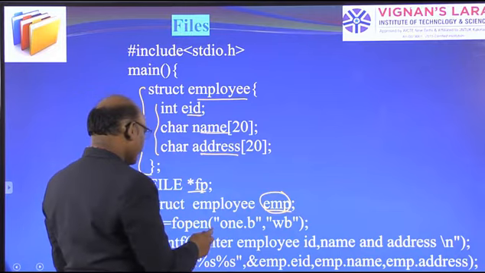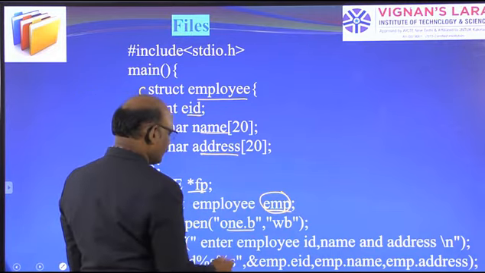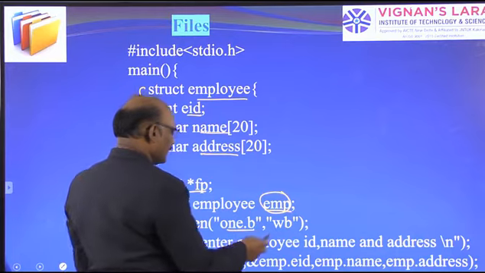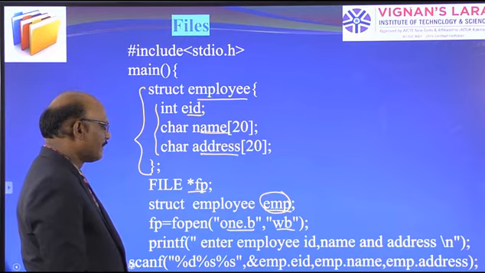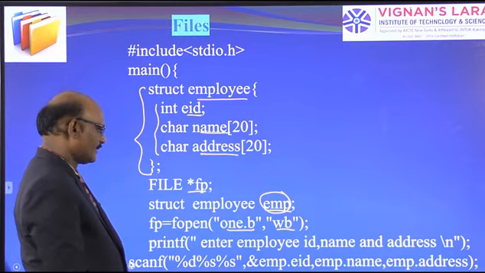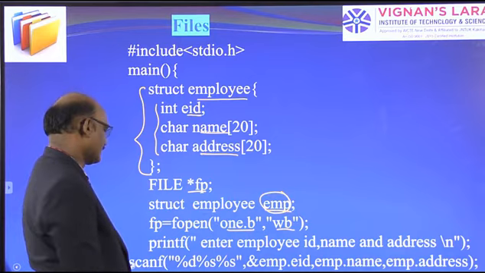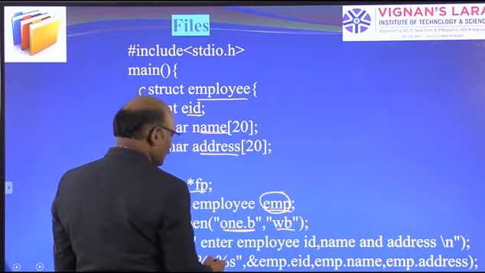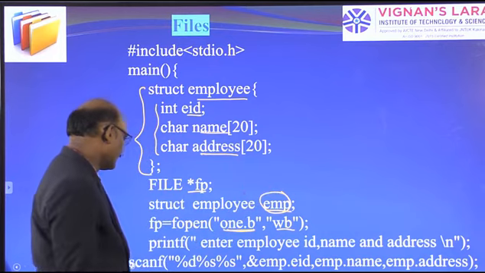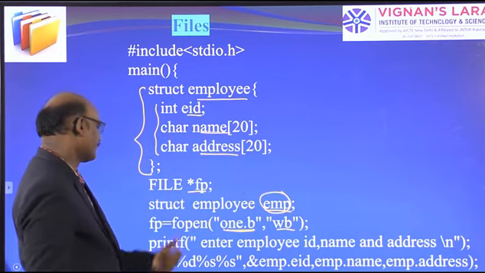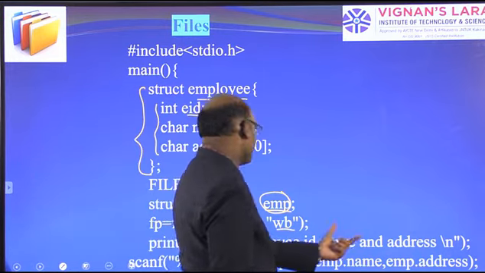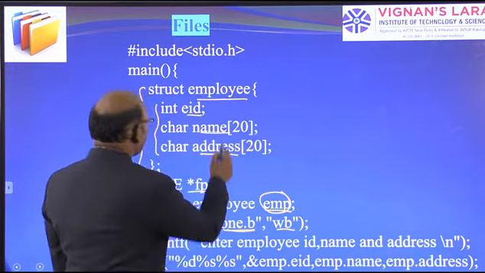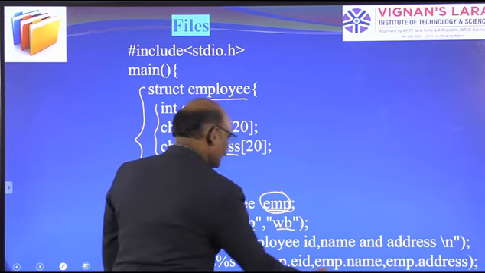Firstly, I am opening a file 1.b, a binary file, in writing mode. wb means open a binary file in writing mode. w means it's a text file, wb means binary file. So I am opening it with the help of fopen. Here printf: enter employee ID, name and address. So read the details of an employee from the keyboard, as you know pretty well.